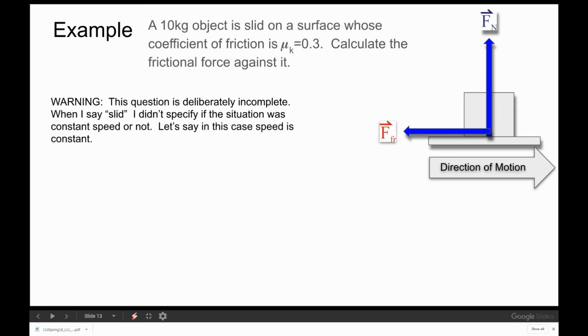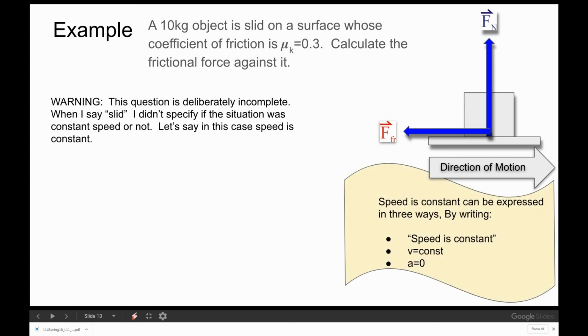Now, when I say slid, I didn't specify if the situation was constant speed or not. Let's say in this case, speed is not constant because I didn't say whether it was accelerated or not. Speed is constant can be expressed in three ways: by writing speed is constant, v equals constant, or a is equal to 0. So we want to do a speed is constant.